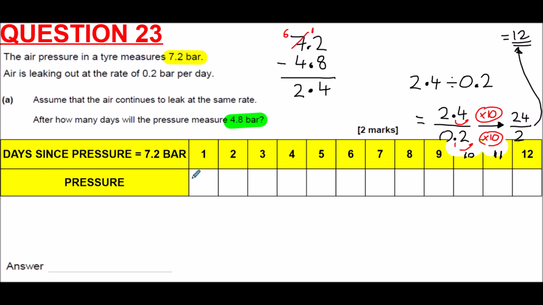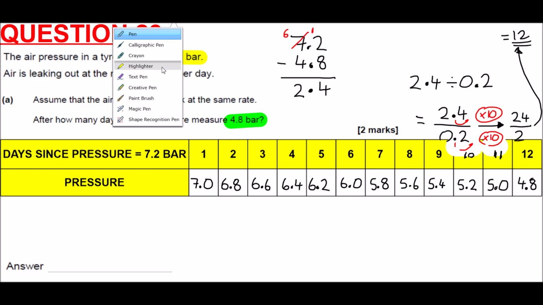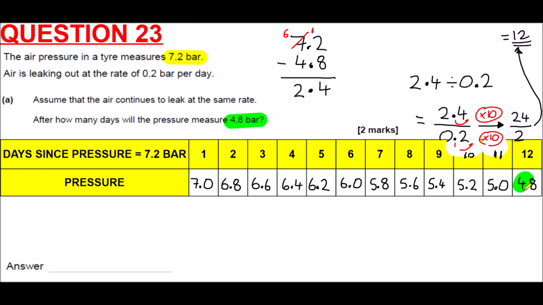So 7.2 take away 0.2, that'd be 7.0. Take away 0.2 again, it would be 6.8. And so you could do it this way, just taking away 0.2 each time until you end up with 4.8 bar. It's going down in 0.2s, so it's a fairly easy thing to keep subtracting each time. 5.8, 5.6, 5.4. After 10 days, 5.2. After 11 days, 5.0. Finally, after 12 days, take away another 0.2, we'd get 4.8, which is what the pressure does become. And so it becomes 4.8 bar after 12 days, which is what we said earlier anyway.